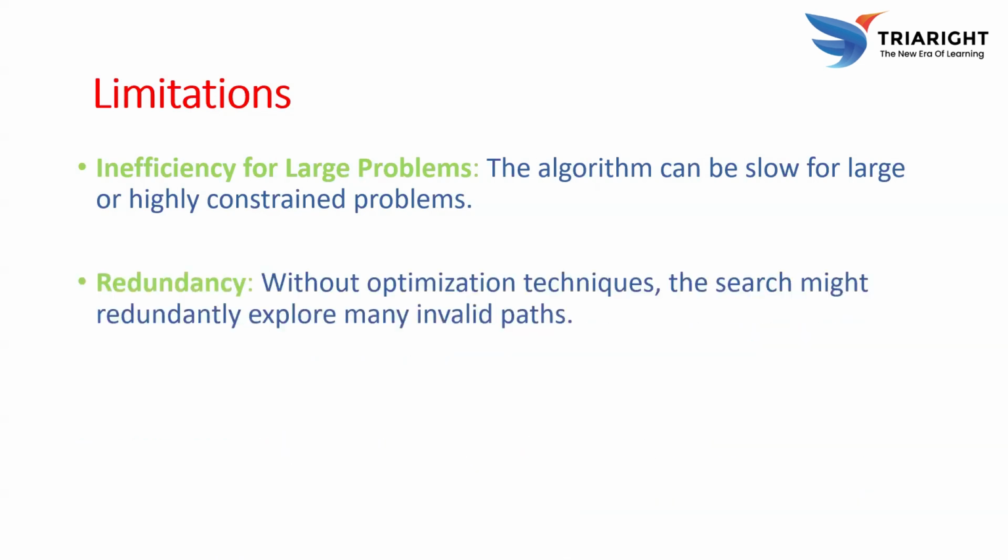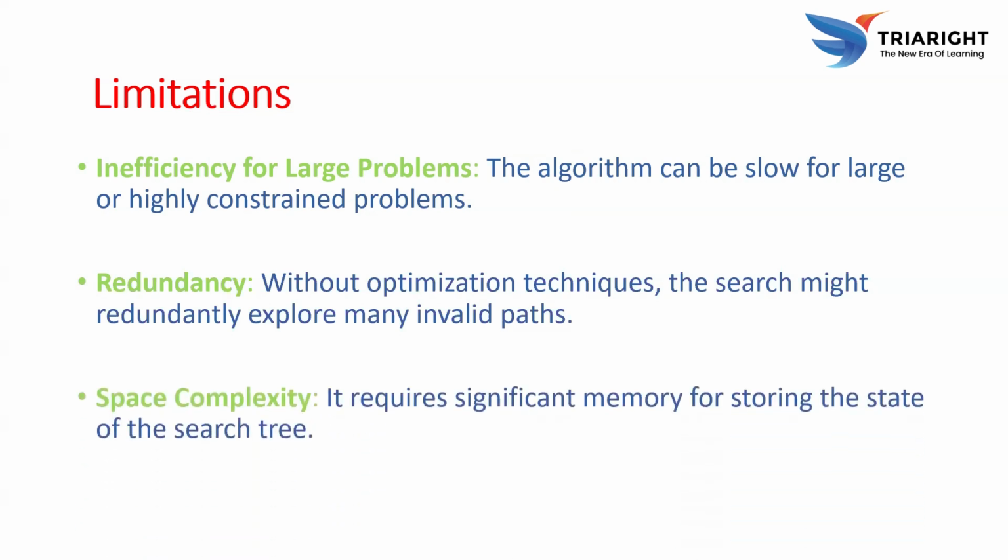Then we have redundancy. Without optimization techniques, the search might be redundant and explore many invalid paths. This point is highlighted because optimizations like constraint propagation are crucial. In a basic backtracking implementation, an inconsistency might only be detected when a variable is finally chosen and assigned a value. Before that, many faulty assignments might have been made to previous variables that ultimately lead to the failure.